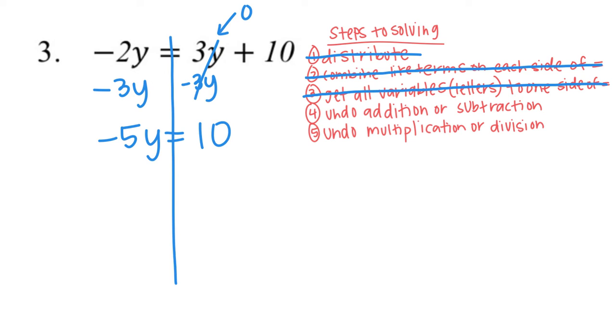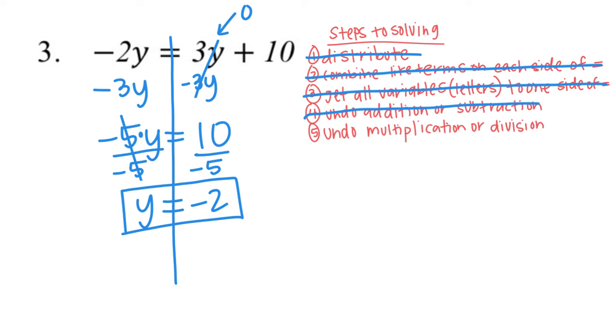Now it said undo anything by adding or subtracting. But right now I have a negative 5y, or negative 5 times y. So there's nothing that I could add or subtract. But since it is multiplying, I'm going to undo it by dividing by that negative 5 on both sides of my equation. So my 5 is gone, and I'm left with just y equals, and then 10 divided by negative 5 is a negative 2. And my y is all by itself, so I am done.